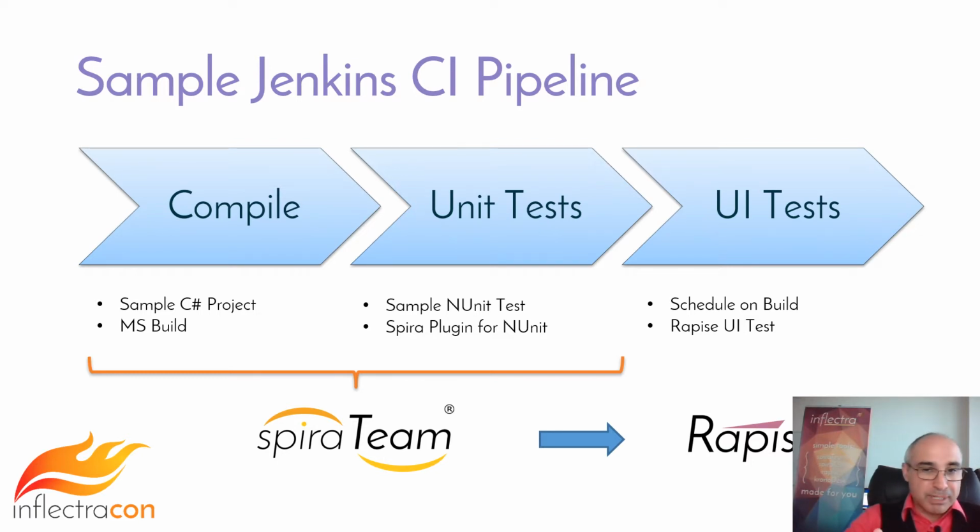Now you can set up in other ways. You could have the unit tests also be kicked off by Spira using remote launch. You could have the Rapise tests be fully embedded in the pipeline and be part of the Jenkins job. So this is not the only way of doing things, but I wanted to give you a highlight and an overview of how you can use the schedule on build feature, which is useful for seeing that way.